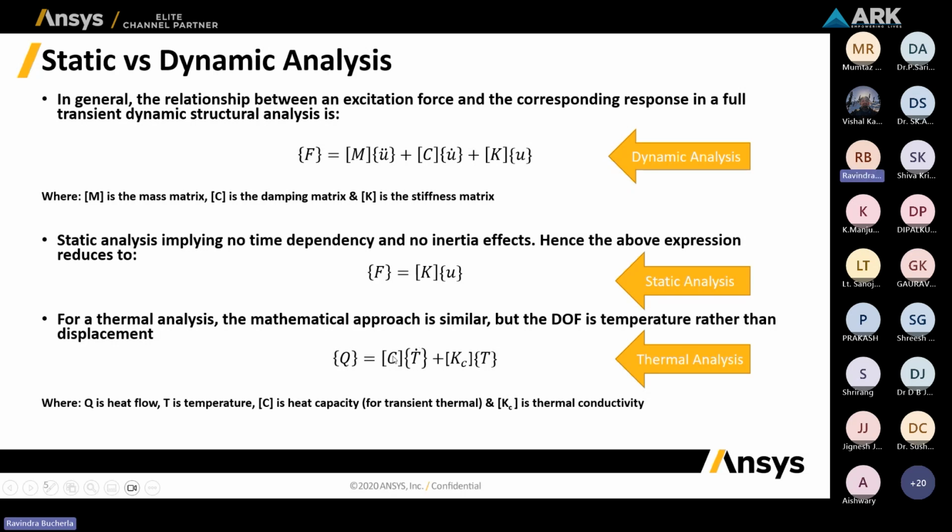The other equation that we will use to solve problems related to thermal analysis is this one. Q is the heat flow, C is the heat capacity, and K is the thermal conductivity, along with the temperature gradient. This is the equation we use to solve the problems related to thermal analysis, whether it is a steady state or transient thermal analysis.